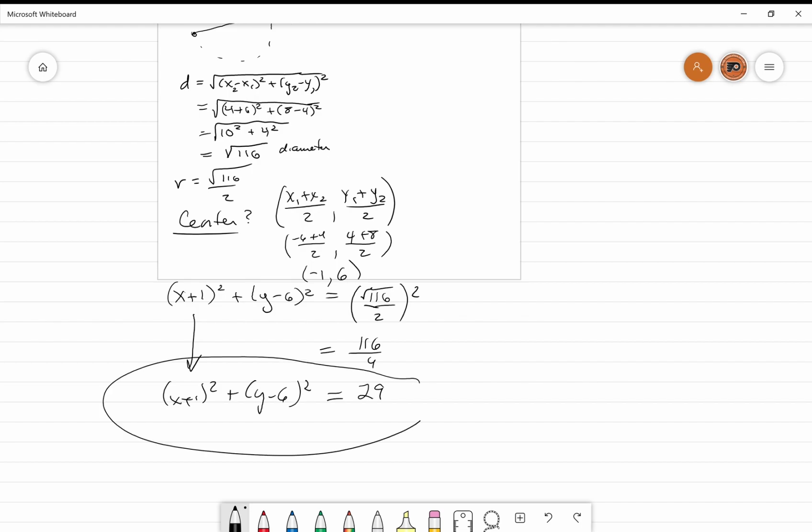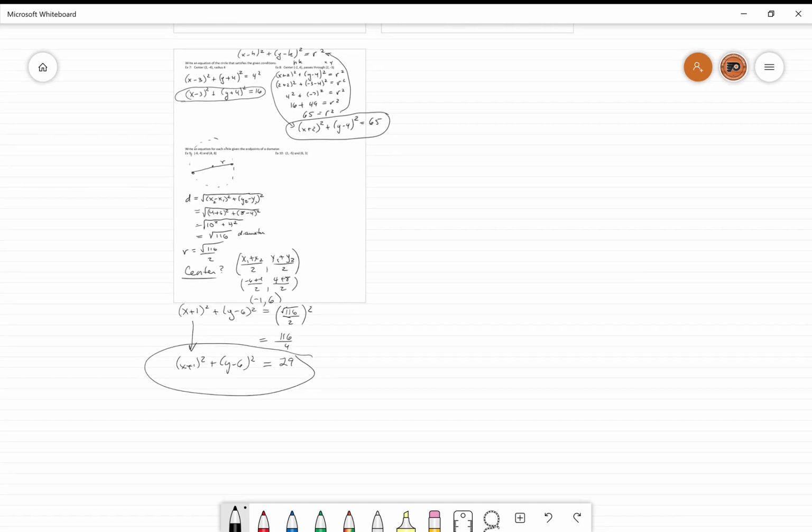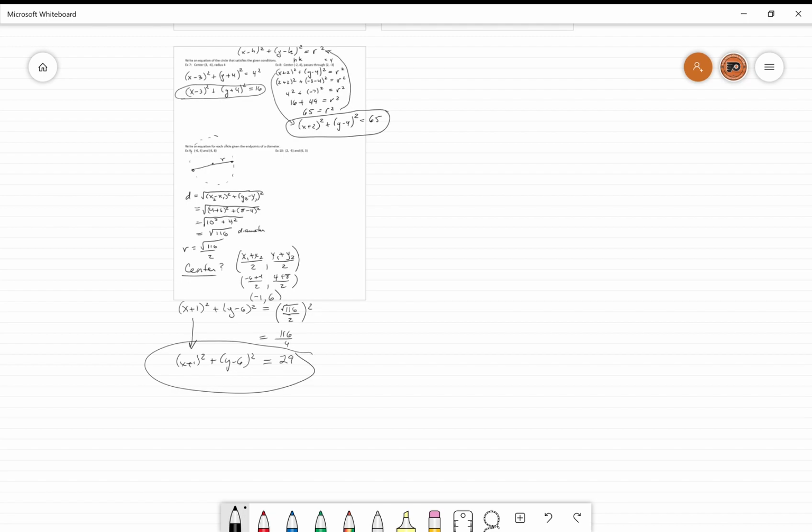And that wraps up our example. That's it for section 1.9. We'll call it a day. I think I might have called it 1.6 earlier. Section 1.9 circles, over and out.